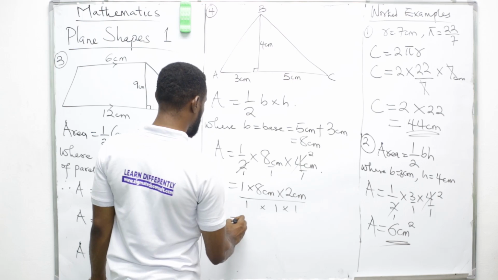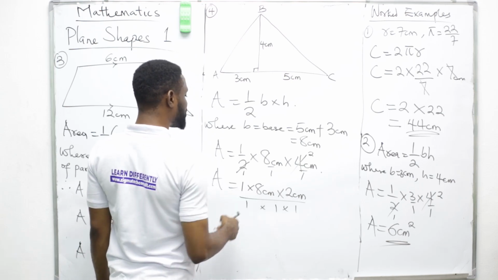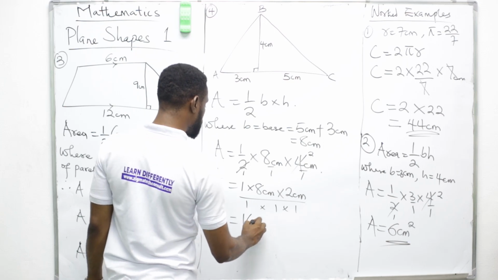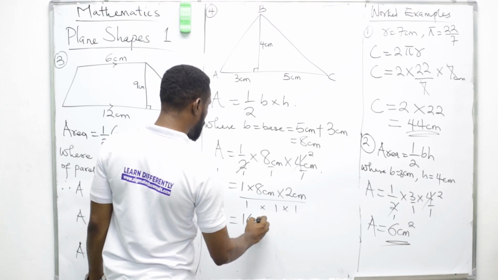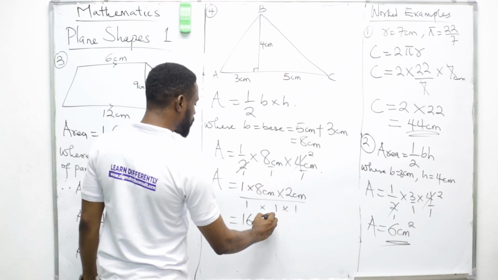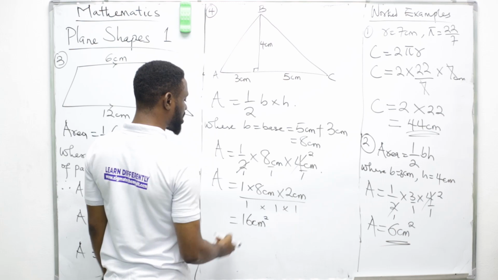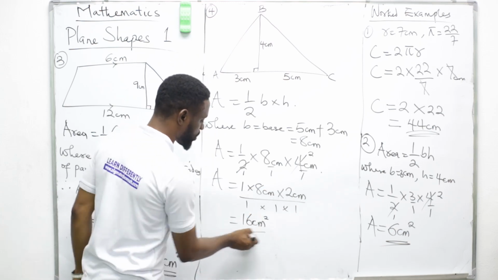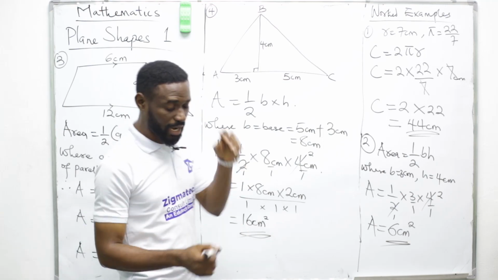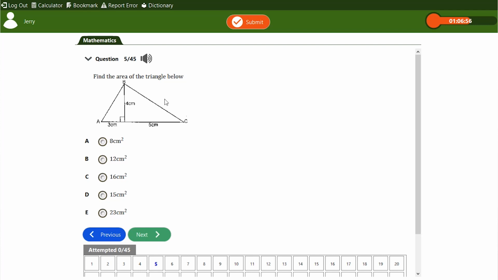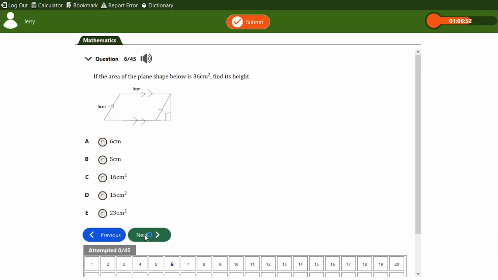You get that? So this is 1 times 8 cm is 8 cm. 8 cm times 2 cm will give us 16 cm square. Why is this cm square? Because cm times cm is cm square. So cm square, 1 times 1 is 1. 16 over 1 is still 16. So this is 16 cm square. That is the area of this particular triangle. Okay?